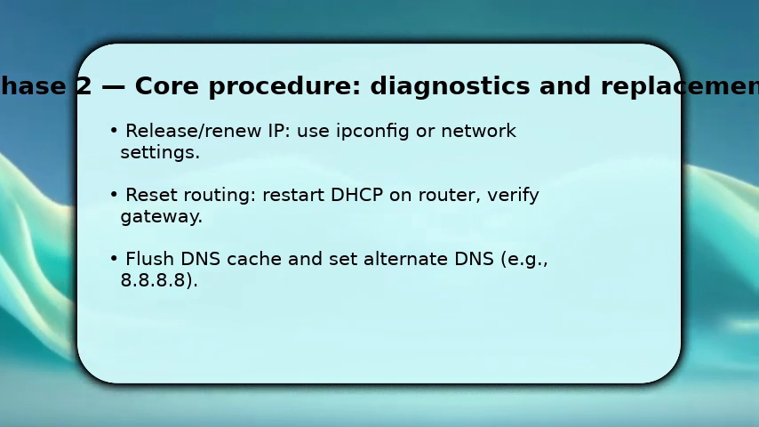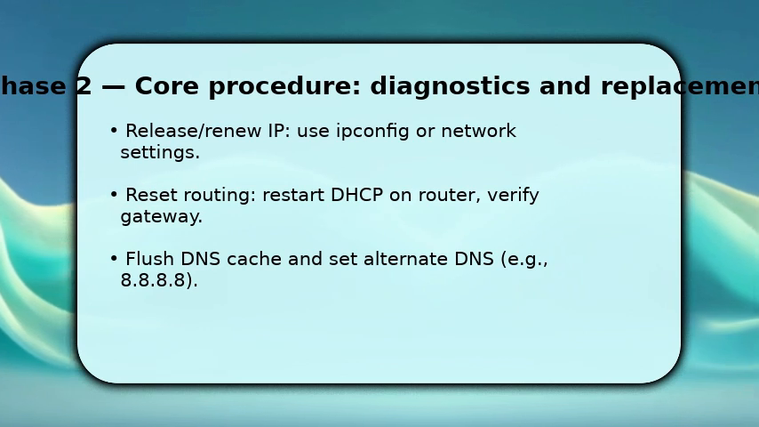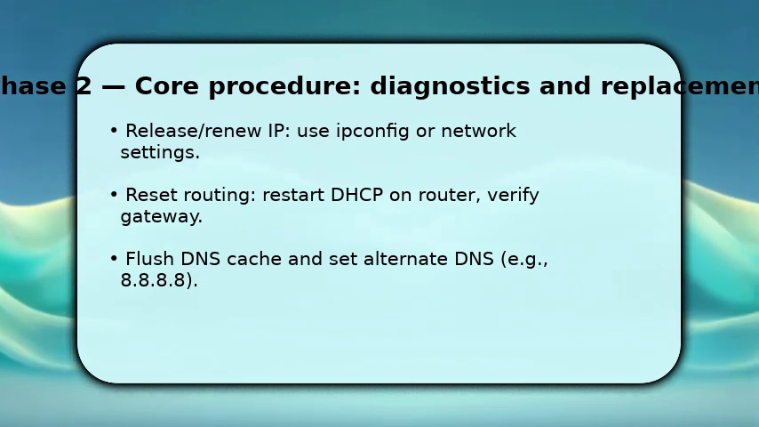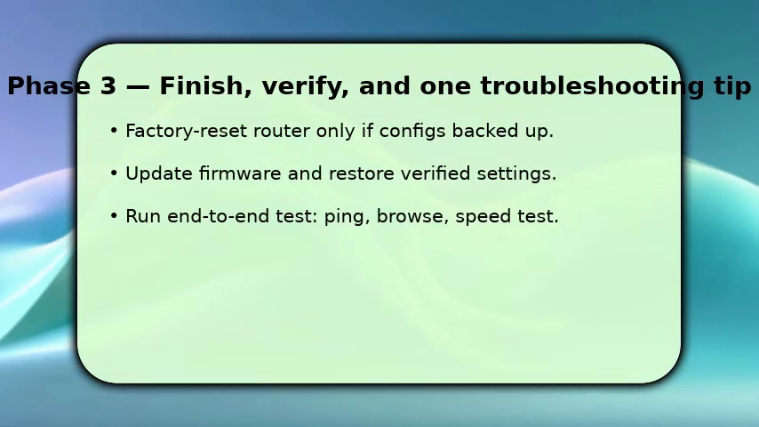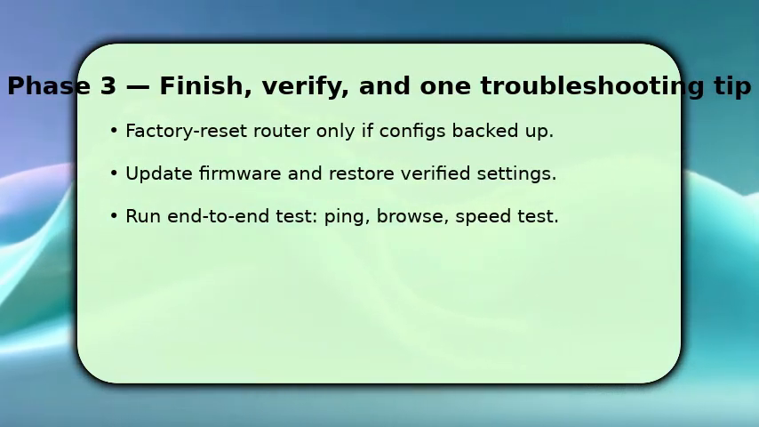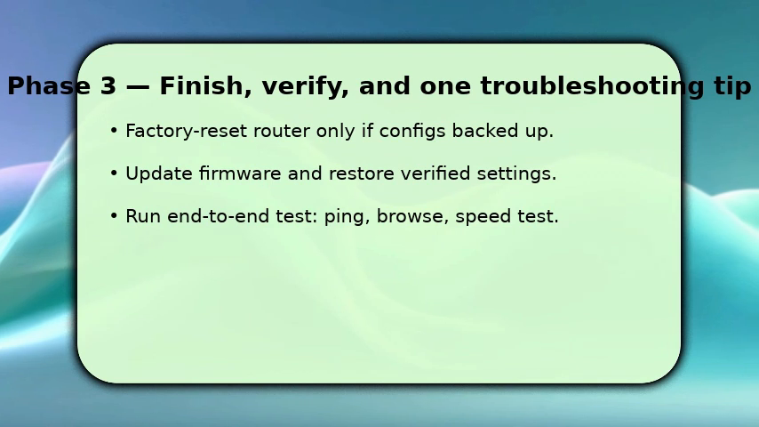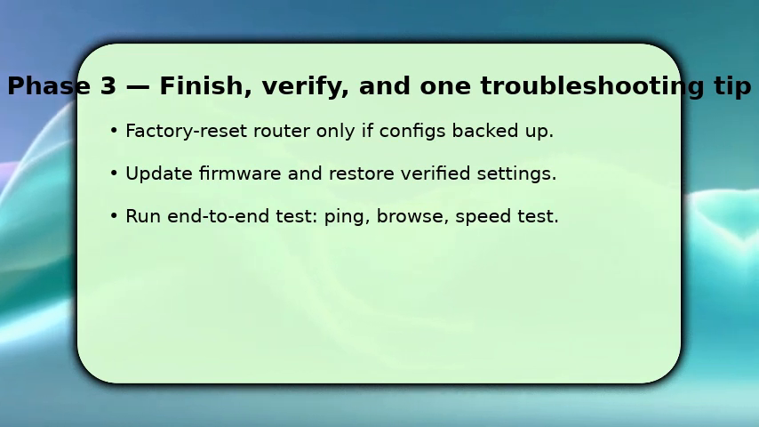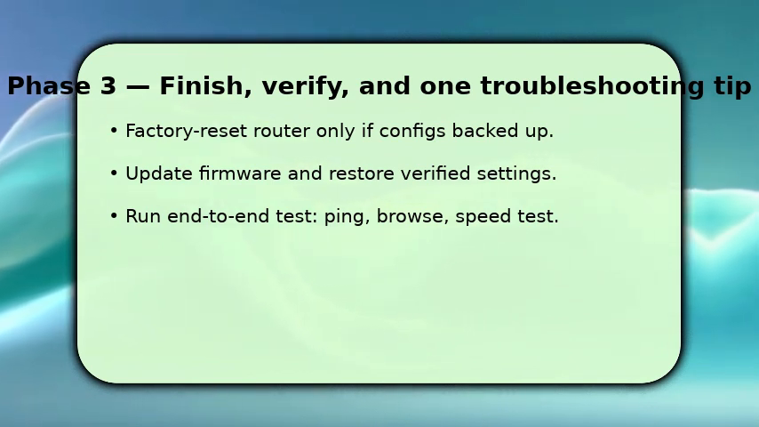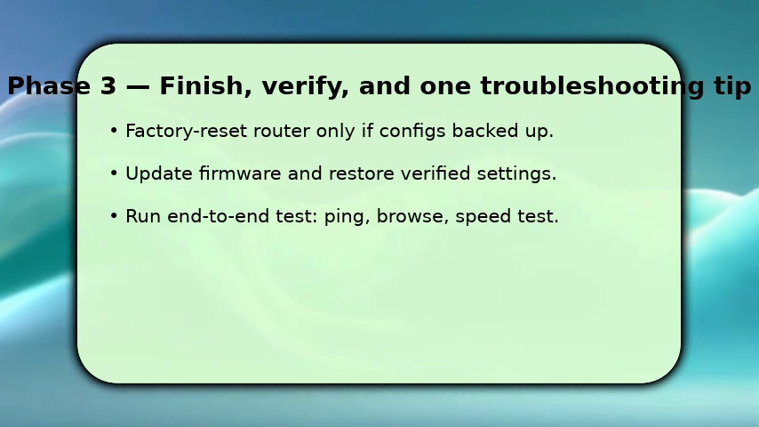If prior steps fail, perform a factory reset on the router, but only after backing up configurations. This removes persistent misconfigurations. Once reset, update the firmware to the latest version, restore only verified settings, and re-enable security like WPA2/3. Then verify connectivity with end-to-end tests.